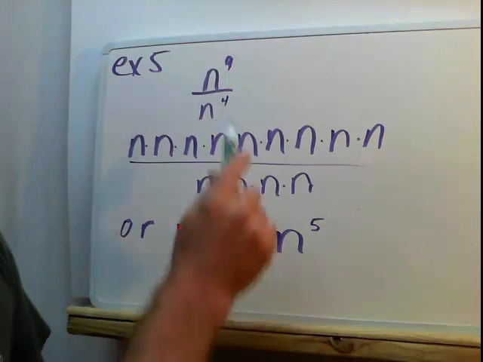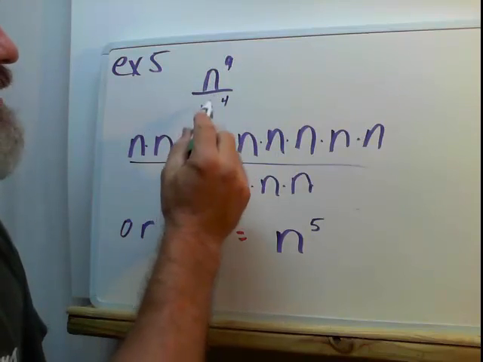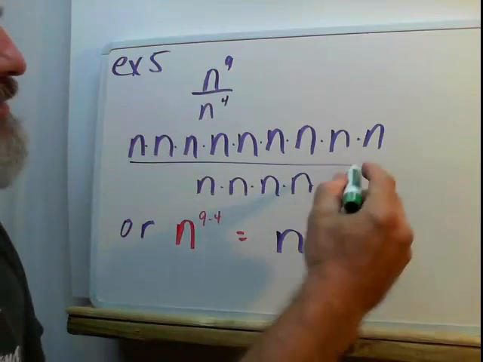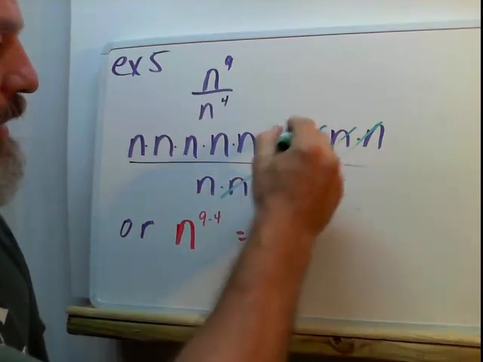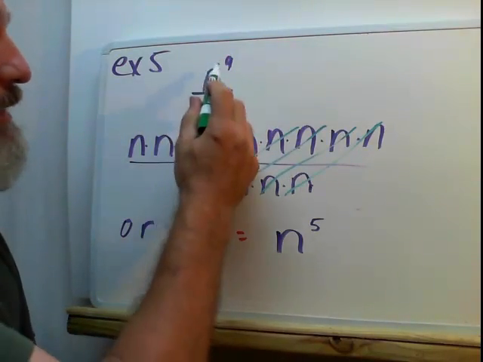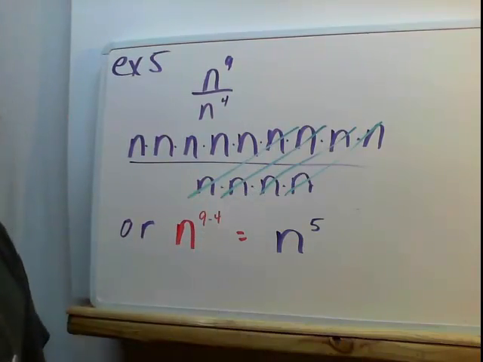Example number 5, we have n to the 9th divided by, or over, as many people will say, n to the 4th. All of our n's here, our 4 n's here, we can cancel them out, and we end up with n to the 5th. Quick, easy way is n to the 9 minus 4. n to the 9 minus 4 is n to the 5th power.